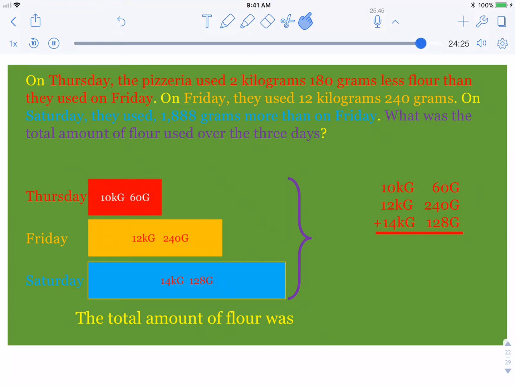Okay, the question is, what was the total amount of flour used over the 3 days? So we have our grams, 8 plus nothing is 8. 6 plus 4 is 10. 10 plus 2 is 12. 2 plus 1 is 3. Plus 1 is 4. Okay, now we're in kilograms. 0 plus 2 is 2. 2 plus 4 is 6. And then 3 ones would be 3. So the total amount of flour was 36 kilograms, 428 grams.